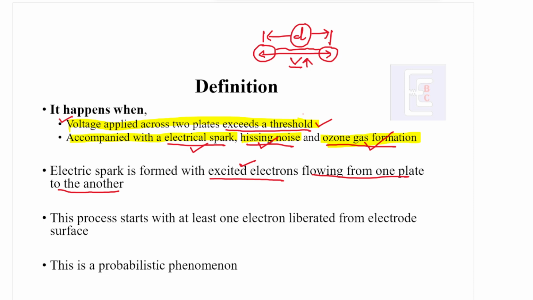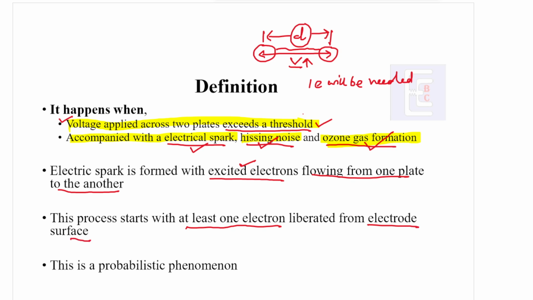Now, in order to form a corona, and I will explain this in detail in a moment, at least one electron will be needed. So this process starts with at least one electron. Where will that electron come from? That electron will come from the electrode surface. So at least one electron will be needed that will be liberated from the electrode surface.